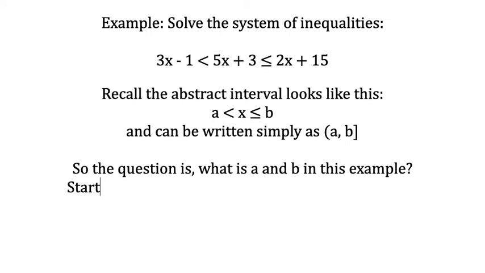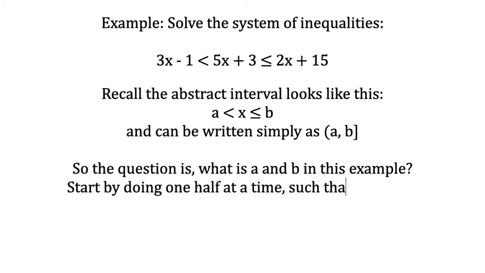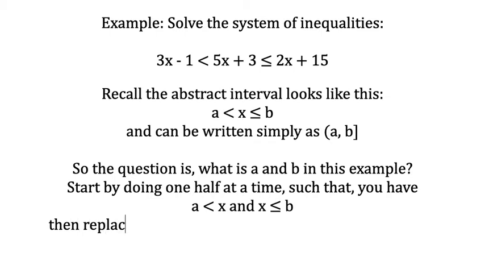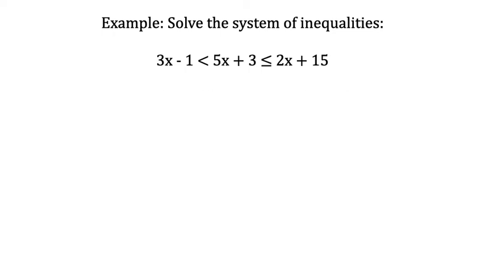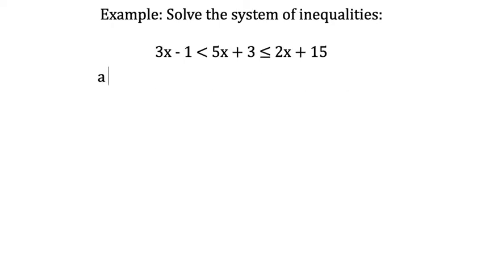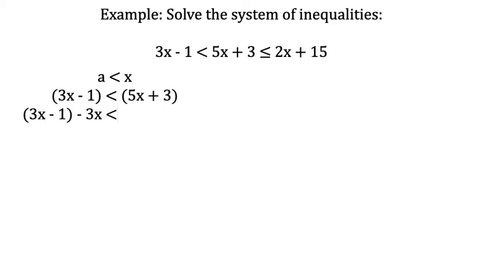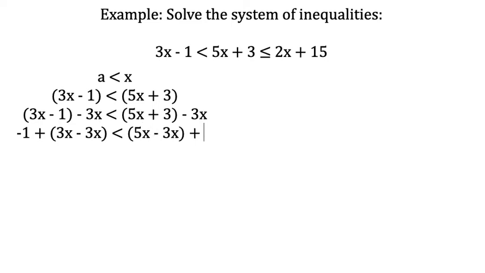Start by doing one half at a time, such that you have a less than x and x less than or equal to b. Then replace the abstract placeholders with the concretes. Starting with a less than x, we would have 3x minus 1 is less than 5x plus 3. We can use the additive inverse and the first order property to remove 3x from both sides of the inequality, which would give us 3x minus 1 minus 3x is less than 5x plus 3 minus 3x. Rearranging, we get minus 1 plus 3x minus 3x is less than 5x minus 3x plus 3.